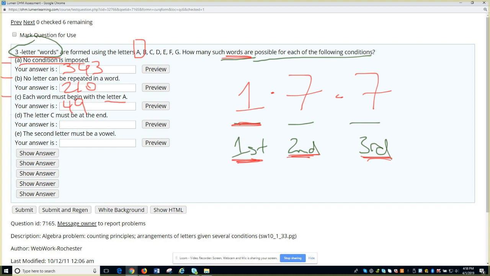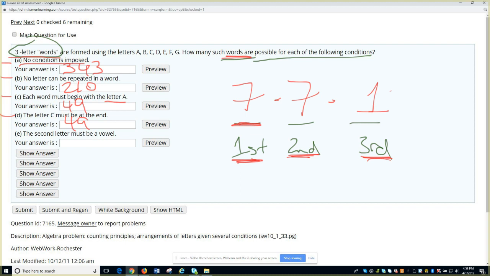The next situation says that the letter C must end the word. That's very similar, except I have no restrictions on my first letter or the second letter, but I do have only 1 option for the last letter, which is letter C. Still 49 words possible.